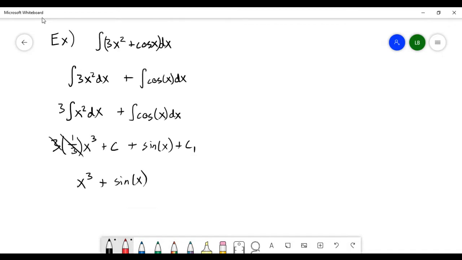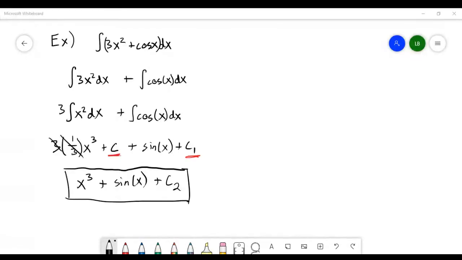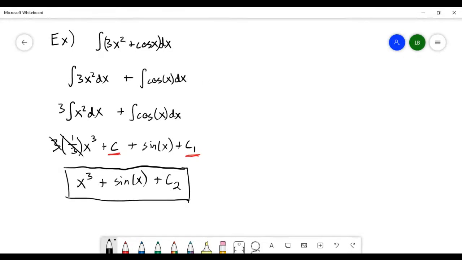Now, this c and this c1 aren't really specified, so I'm just going to add them together into a whole new constant, like that. So then we only have one constant at the end. Does that make sense? Cool. And usually you won't actually see people write out these two separate constants like this. We'll just write plus c at the very end.